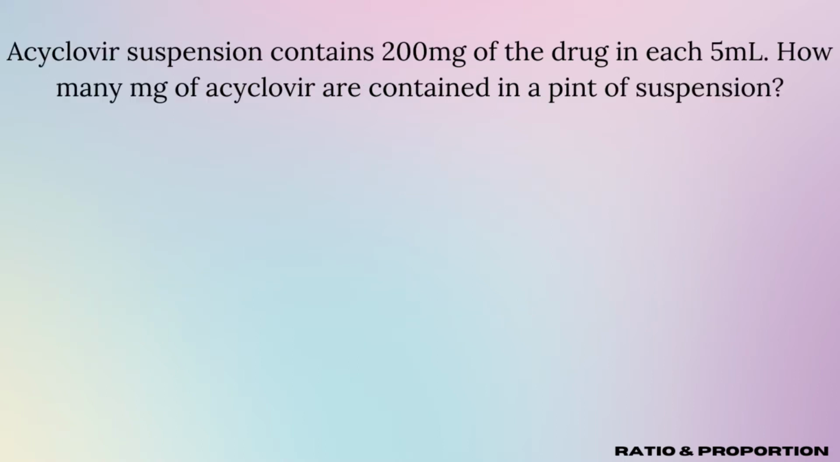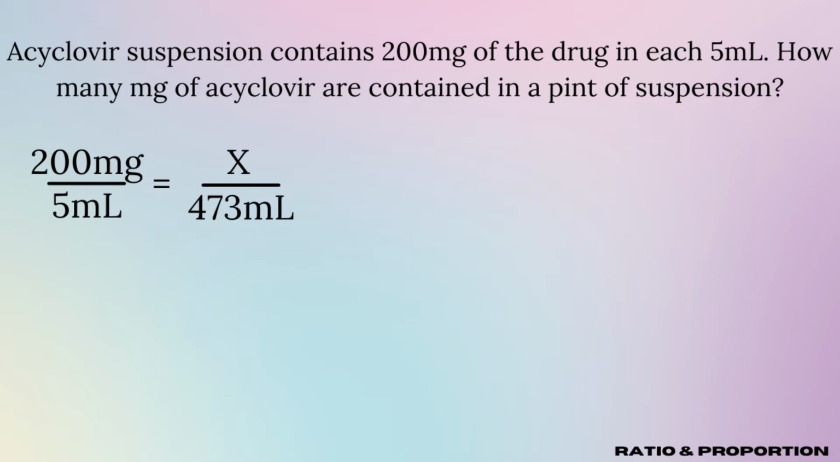Acyclovir suspension contains 200 milligrams of the drug in each 5 milliliters. How many milligrams of acyclovir are contained in a pint of suspension? Again, we have to have similar units. It depends on you kung gusto nyo na by pints or by milliliters. For me, mas madali kasing mag-convert to milliliters. 1 pint is equivalent to 473 ml. Kaya kapag isusulat nyo ang equation na to, it should be like this.